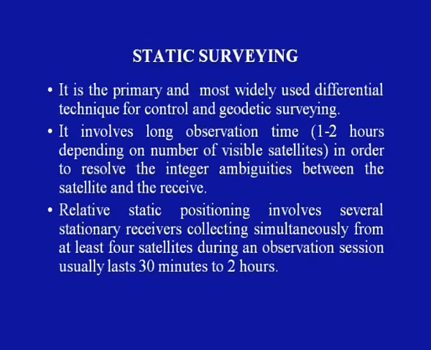It is the primary and the most widely used differential technique for control and geodetic surveying. It involves long observation time of the order of 1 to 2 hours depending upon the number of visible satellites in order to resolve the integer ambiguities between the satellite and the receiver. The relative static positioning involves several stationary receivers collecting simultaneously from at least 4 satellites during an observation session, which may usually last between 30 minutes to 2 hours.